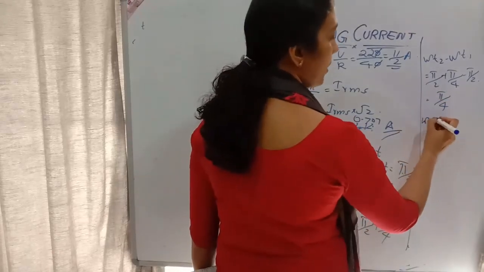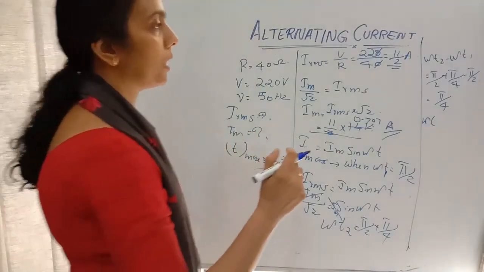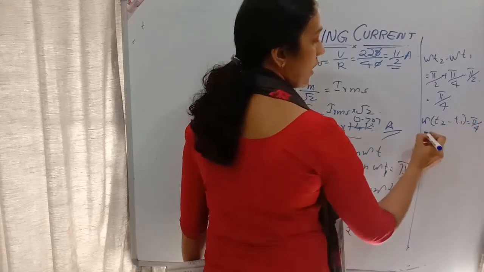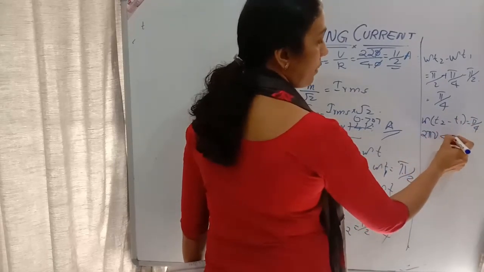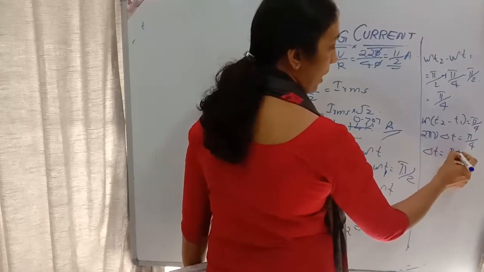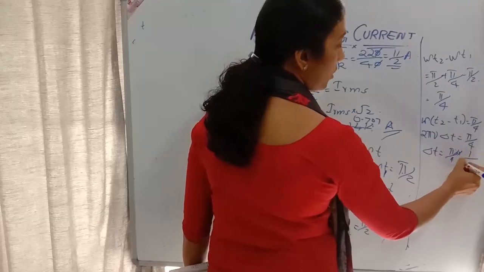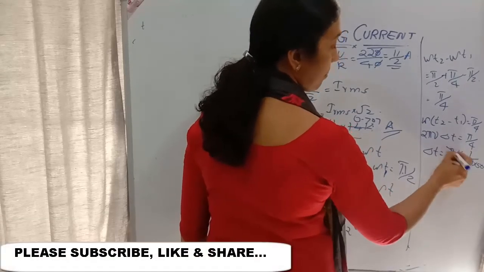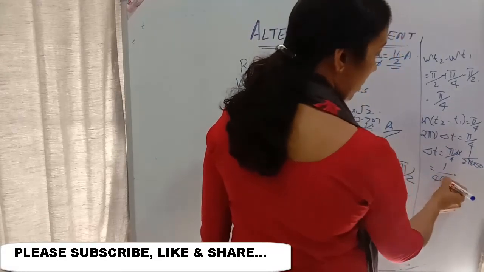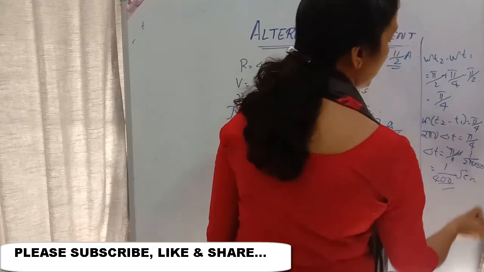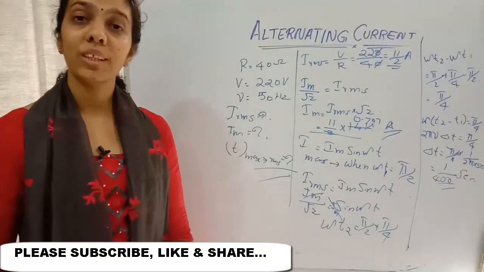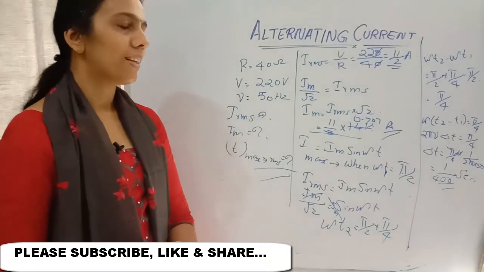Now omega is common. We need to find the time interval. So omega is common, t2 minus t1 equals pi by 4. 2 pi into nu into the time difference is equal to pi by 4. So delta t equals pi by 4 into 1 by 2 pi into nu. Nu is 50. Pi and pi will get cancelled. So you will be getting 1 by 400 seconds. This will be the time difference. Okay. Clear, children? These are some of the questions related to this resistive circuit.